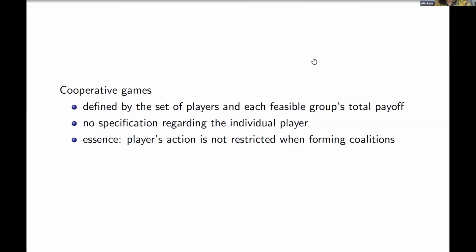A game is defined only by two elements. The first is the set of the players, and the second is the total payoff for each feasible group formed among those players. There's no specification regarding individual players' strategies. The essence of the game is that players' action is not restricted when they are forming coalitions.